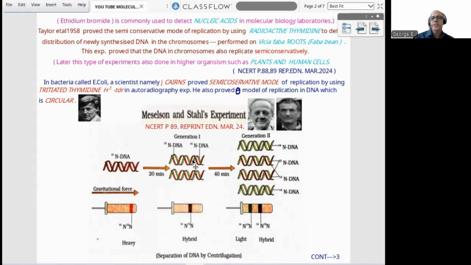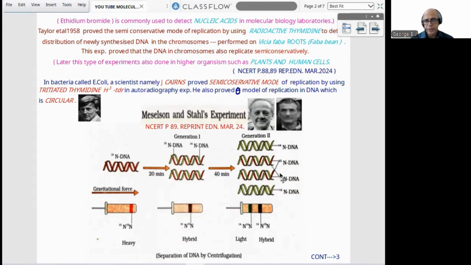In each case, N14 will be added. So this green N14 having another N14, so it is light. This red will get a green, so it will be intermediate. Same with this red will get a green, intermediate. Again here, two light. Simple experiment, but a problem-type question they can ask.